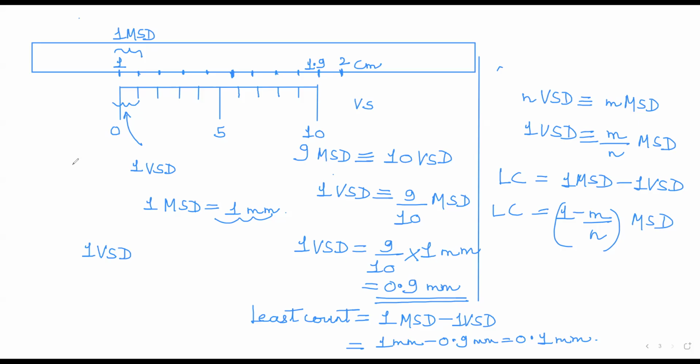Sir, 1 VSD is equal to 1 millimeter, right, sir? Who said 1 VSD? No, brother, 1 MSD is equal to 1 millimeter. Okay, sir. I got it, I was confused. Main scale on which the vernier scale is coinciding, right?